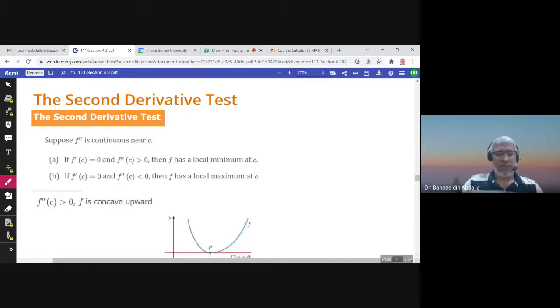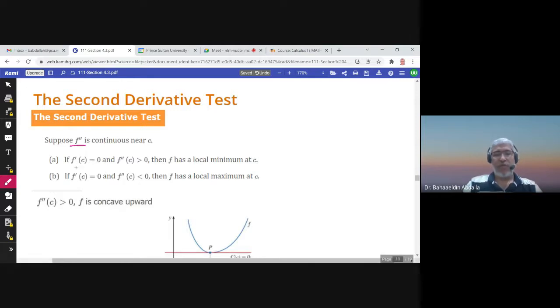We are still in section 4.3, and in this lecture we will talk about the second derivative test. In the first derivative test, we have seen how to use the first derivative to determine the local extreme values, and here we will use the second derivative, f double prime, to test whether a critical number is a local minimum or local maximum.